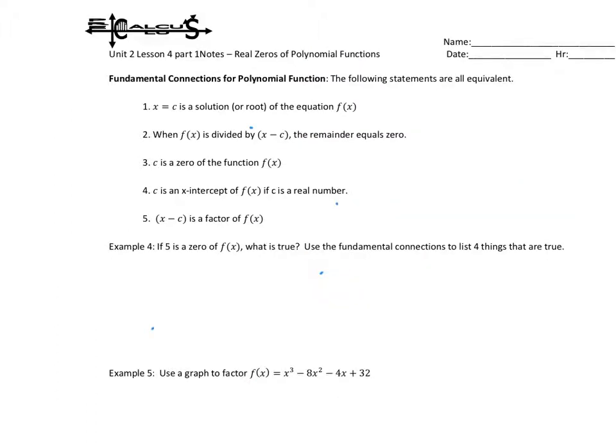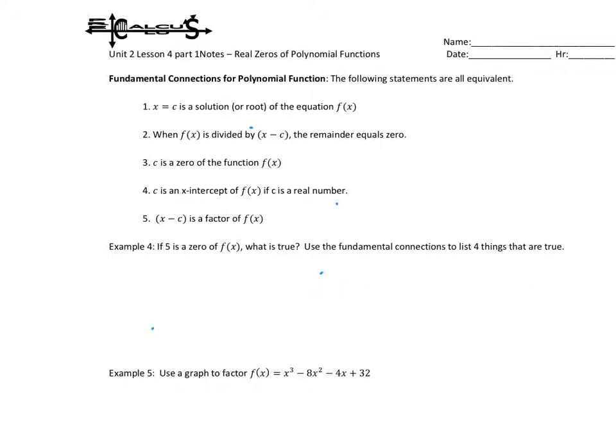Okay, next we're going to look at some fundamental connections for polynomial functions. Okay, so if we have x equals c is a solution or root of the equation f of x. So what we're saying with all of these is if this is true, then all these other things are true. Or if any of these are true, then all of these other things are true. And just written like this, it might be a little confusing, but we're going to write it out below and it will hopefully make a little more sense.